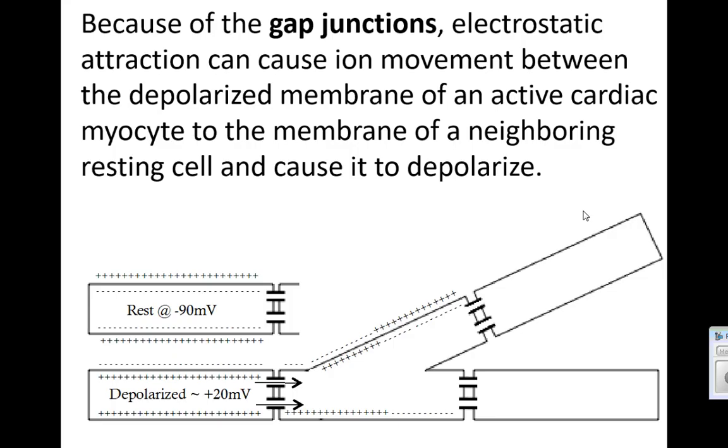All right, a little bit more here on gap junctions before we move on from those. Because of those gap junctions, the electrostatic attraction can cause ion movement between the depolarized membrane of an active cardiac myocyte to the membrane of a neighboring resting cell, causing it to depolarize, once again allowing for those muscle fibers to all contract in unison. So we can see here at rest, -90, depolarized somewhere +20. That depolarization can spread from cell to cell by way of these things that are like open doorways. And then they can go through those various steps that we just talked about.